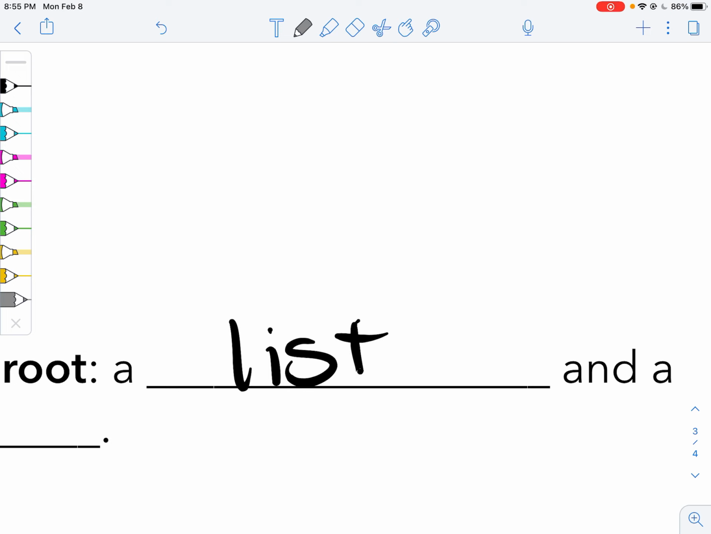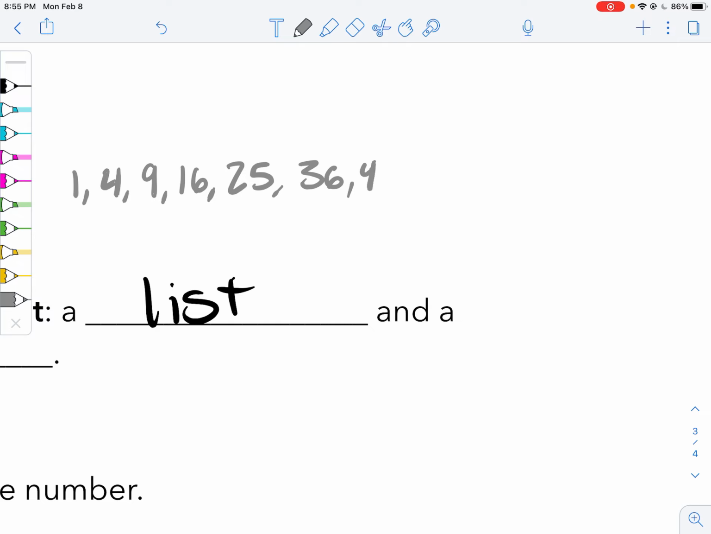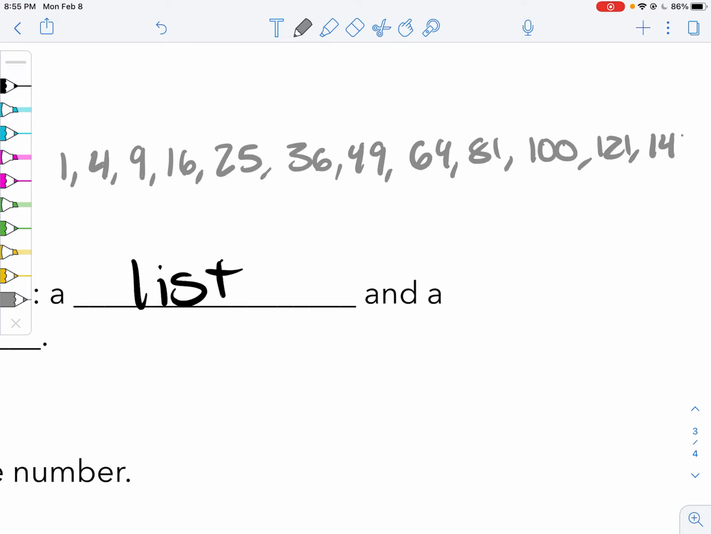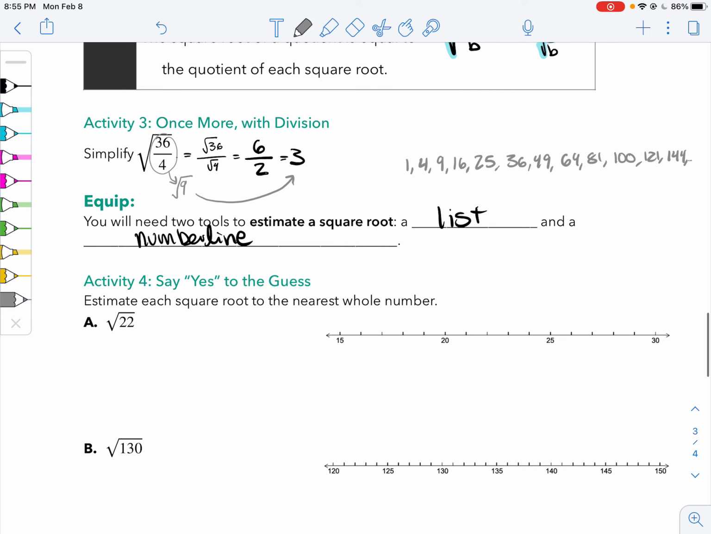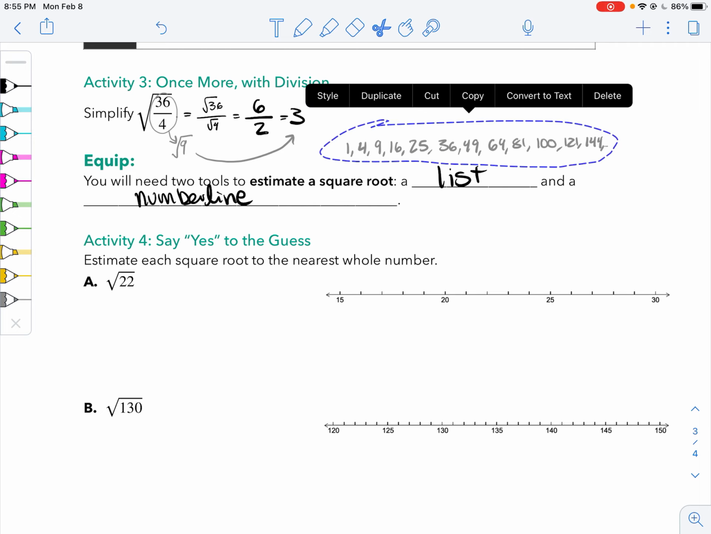And here it is. 1 squared, 2 squared, 3 squared, 4 squared, 5 squared, 6 squared, 7 squared, 8 squared, 9 squared, 10 squared, 11 squared, 12 squared. I think that's all we'll need. Yeah, that's all we'll need for this case. Okay, these are all our perfect squares. So hang on to them, put them in a safe place. Oh, hey, look, number lines, that's convenient.